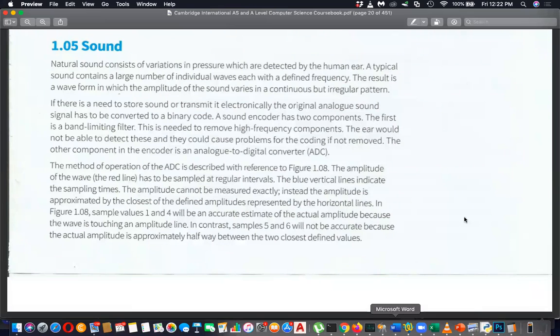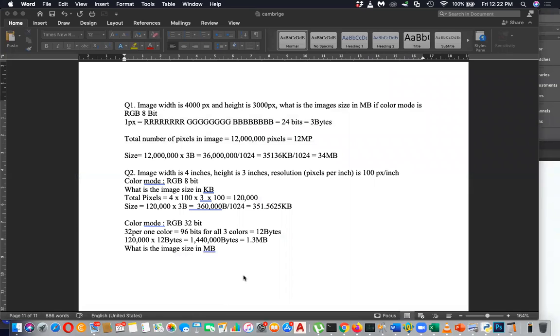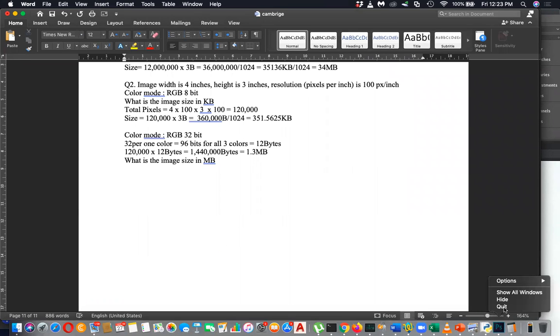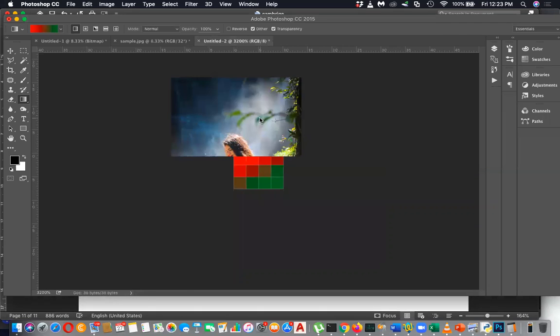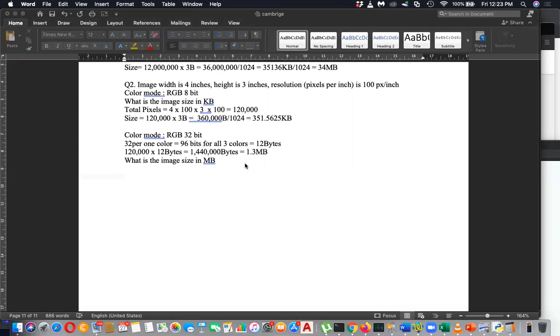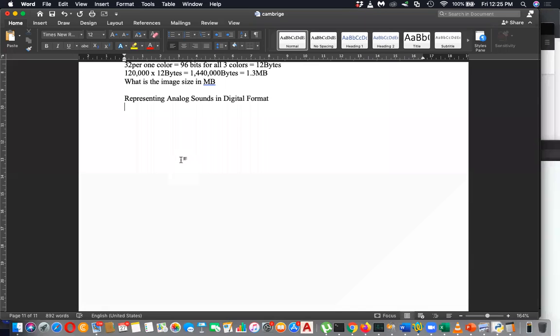Write down the heading: Representing analog sounds in digital format.